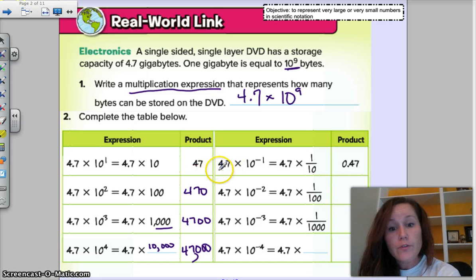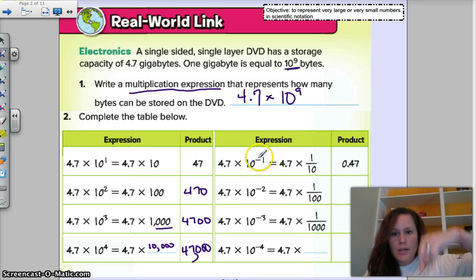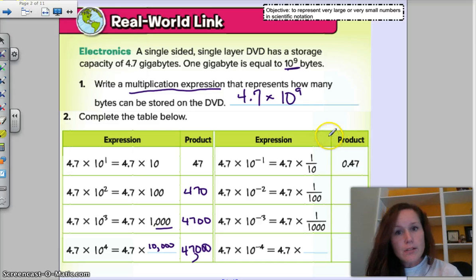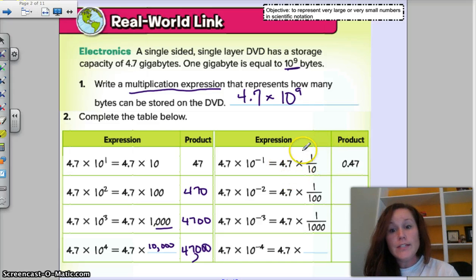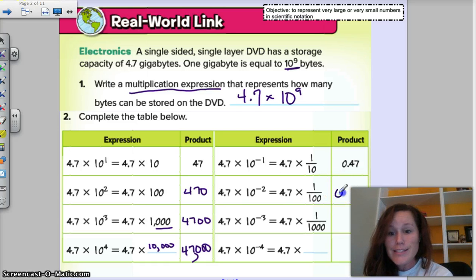Let's look at negative exponents. When we have 4.7 times 10 to the negative 1, that's the same thing. Remember, when we have a negative exponent, we put it down in the denominator, and the exponent becomes positive. So we have 4.7 times 1/10, and my decimal moved now to the left 1 place. In my second example, 4.7 times 10 to the negative 2, my decimal place is going to move 2 places left. So it's going to be 0.047.